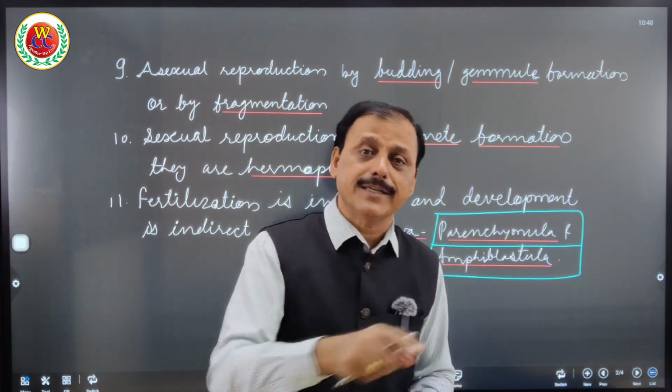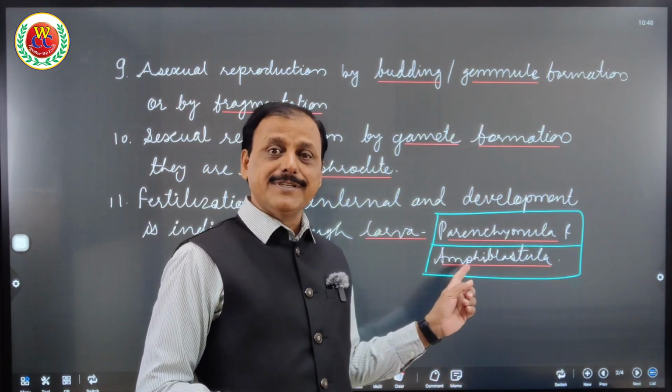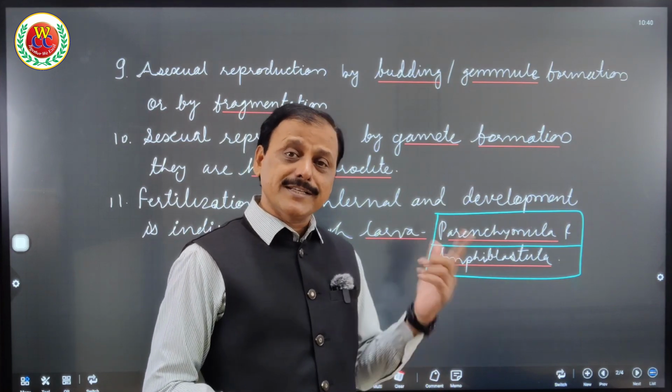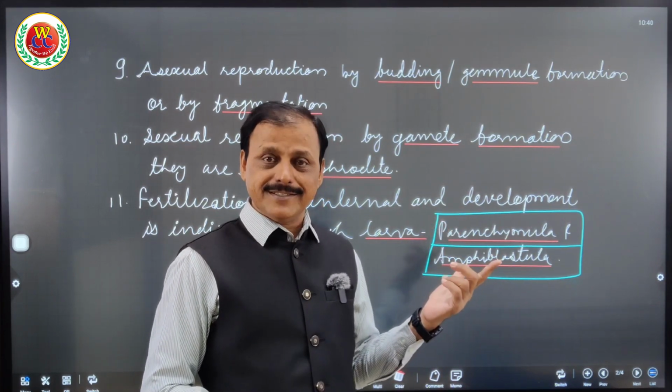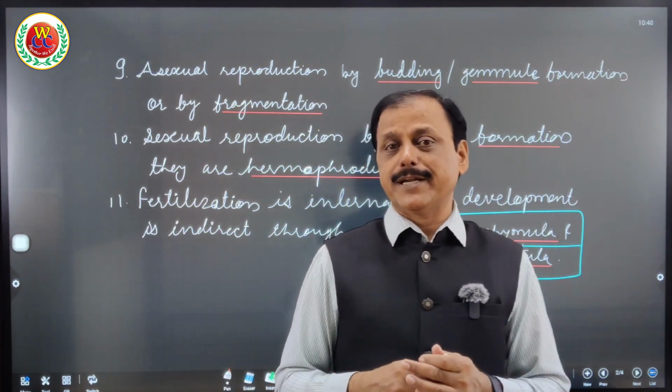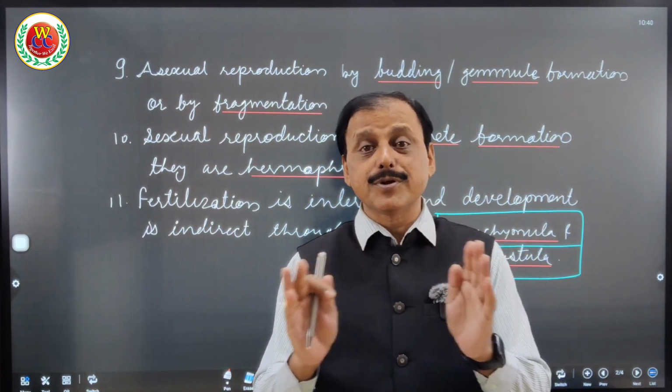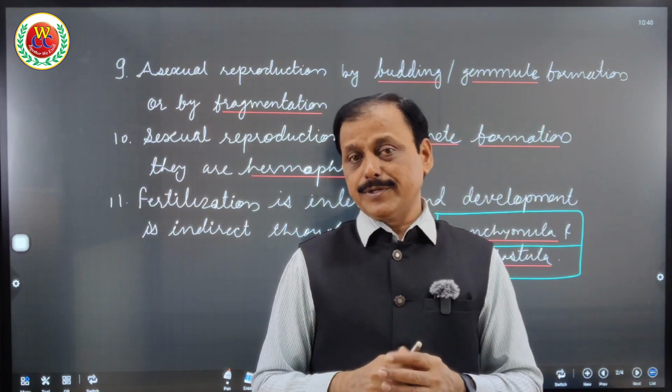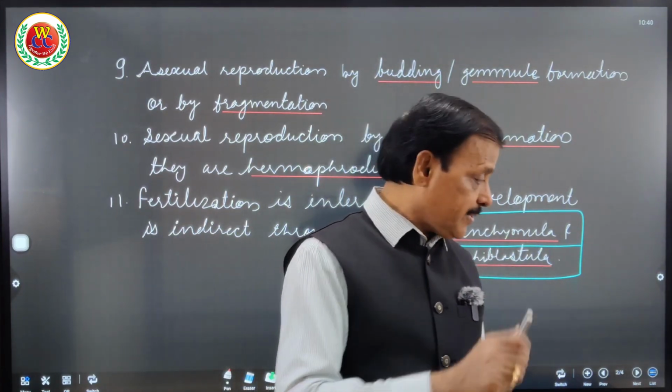Porifera reproduce indirectly through larva. A, B, C, D options, they can give these 2 names, A and C, and in D they will write A and C. Because a question can be asked. As these are the special ones, parenchymula and amphiblastula, these larvae are not found in any other phylum or other group of organism. Hence, it can be asked once again.